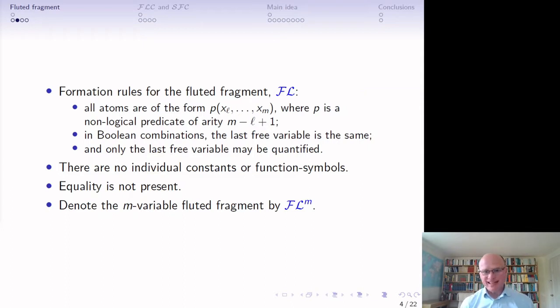We denote its M variable subfragment by FL superscript M. We remark that the earliest definitions of this fragment were given within the framework of predicate functor logic, where it emerges naturally by prohibiting operators concerned with the permutation and duplication of variables.